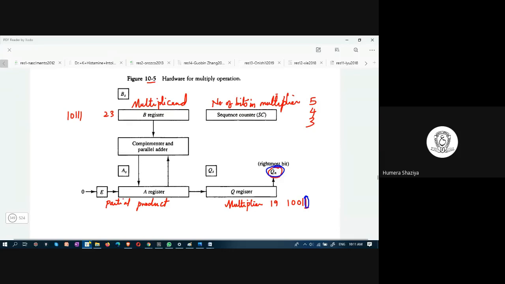But then I am pointing to complementer and parallel adder. AS, BS, QS, what are these? Signs. It indicates sign bits of multiplicand and multiplier. Okay, upper one is multiplicand or lower one? Upper one is multiplicand and lower one is multiplier. Very good. So you remember all these things?